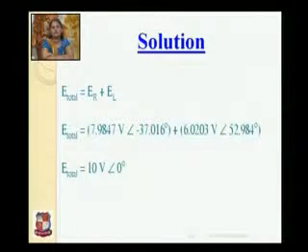So now total voltage is equal to ER plus EL. The value of ER is already known, which is 7.984 angle minus 37, plus EL is equal to 6.023 volt and angle is 52.98. Make the addition of these two, so your answer is 10 angle 0.